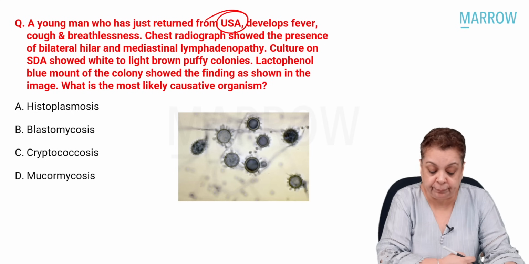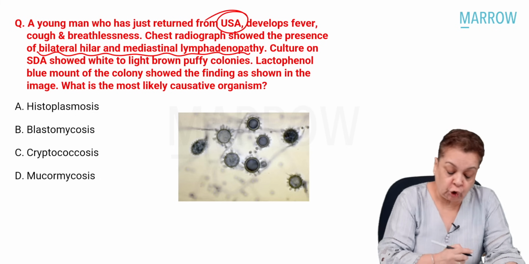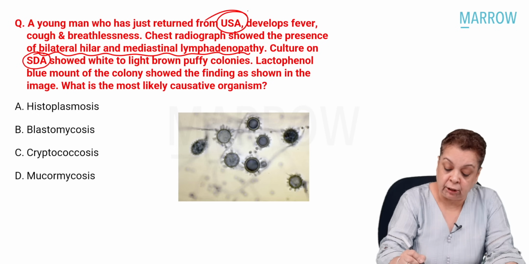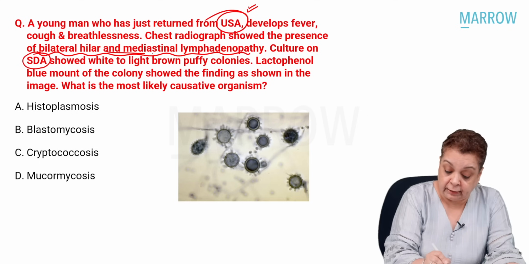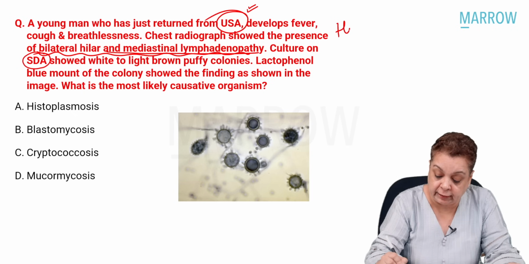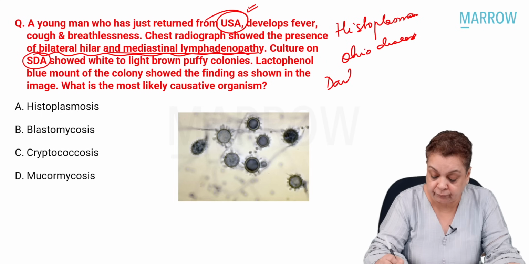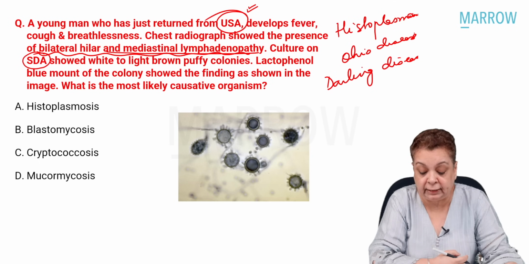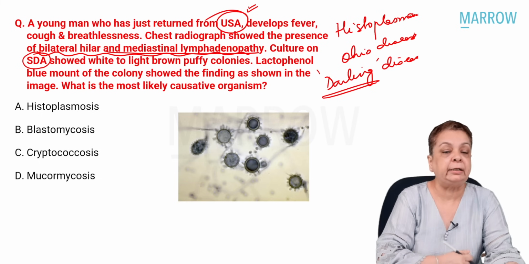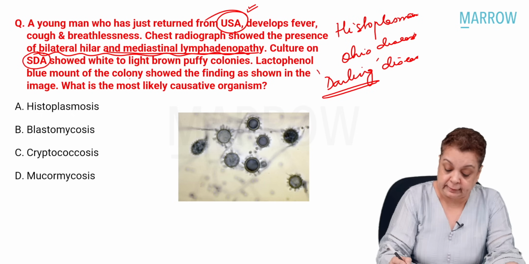Moving on, a young male who has returned from the USA developed fever, cough and breathlessness. Chest X-ray showed presence of bilateral hilar mediastinal lymphadenopathy. Culture on SDA. So we have a fungal infection which is mainly reported from the USA, presenting with mediastinitis and hilar lymphadenopathy. So this is definitely histoplasmosis, also called Ohio disease, also called Darling's disease, because it is endemic in the Ohio and Mississippi river valleys, and after the person who investigated it, it is known as Darling's disease.